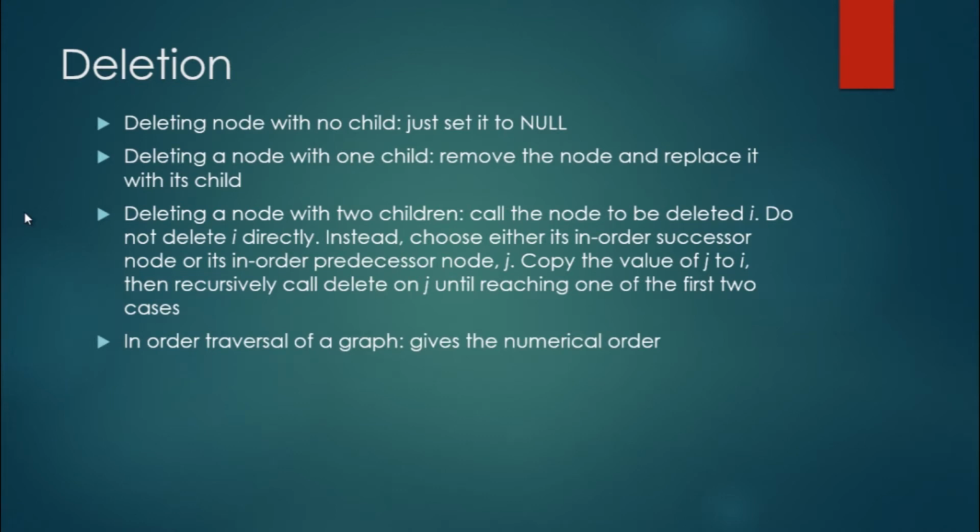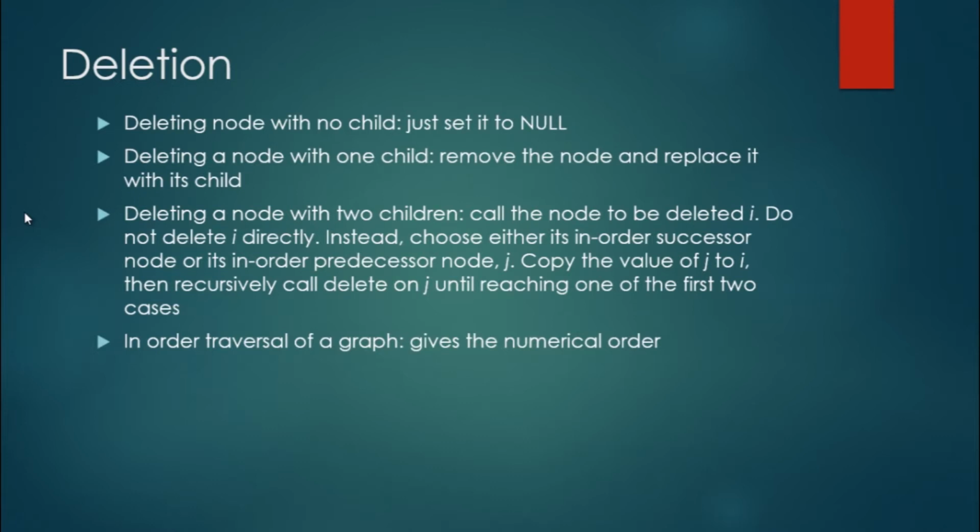So deletion: deleting a node with no child is very easy, we just set it to null. By the way, all of these operations we will see in illustrations, so it will be clear. Here in the theoretical section I just want to say a few words about it. When deleting a node with one child, we just have to remove the node and replace it with its child.